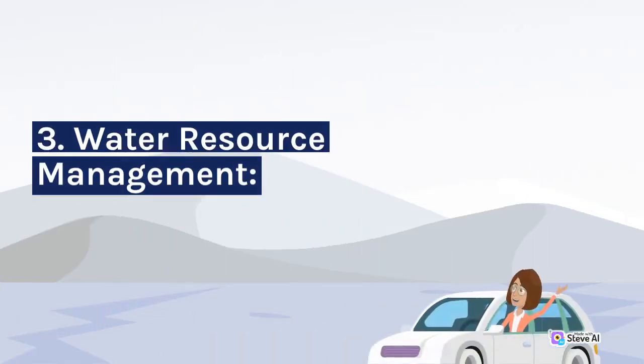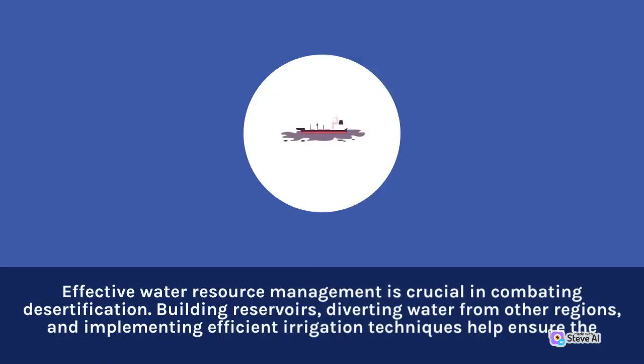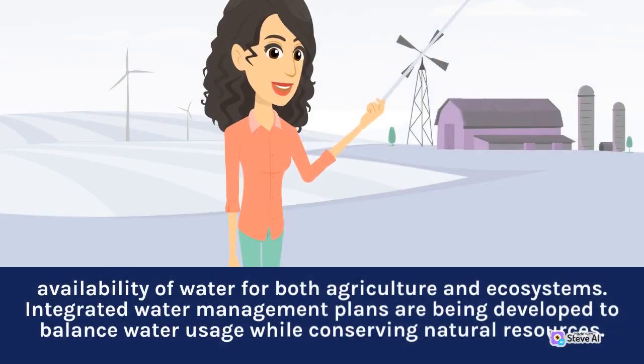3. Water resource management. Effective water resource management is crucial in combating desertification. Building reservoirs, diverting water from other regions, and implementing efficient irrigation techniques help ensure the availability of water for both agriculture and ecosystems. Integrated water management plans are being developed to balance water usage while conserving natural resources.